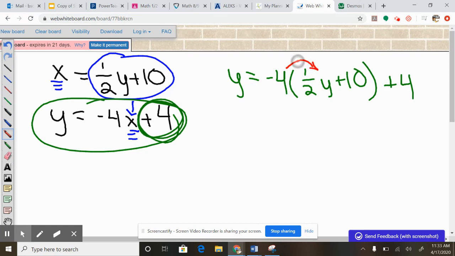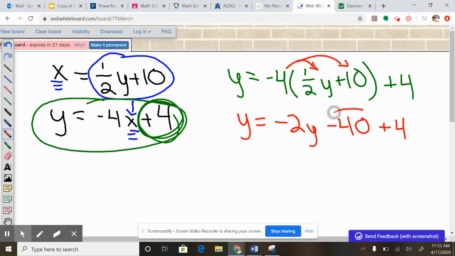First step, I'm going to distribute. So I'm going to get y equals -4 times 1/2 of y would be -2y. And then -4 times 10 would be -40. And then I'm bringing down this plus 4. I can combine the -40 and the +4. That'll be y equals -2y minus 36.